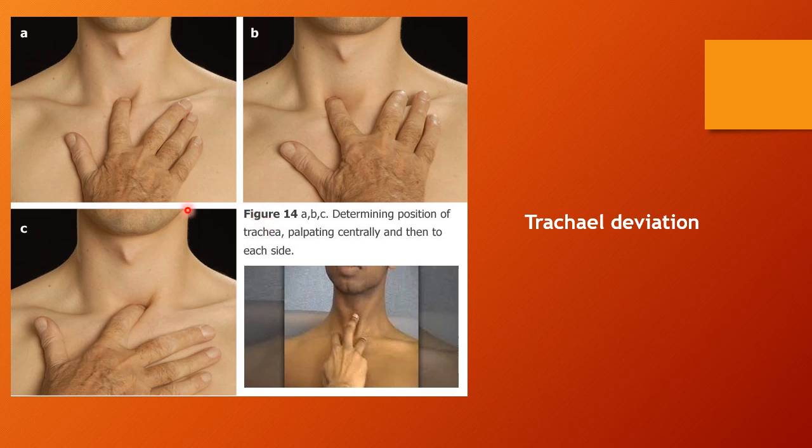This is another picture showing you the examination of the trachea, determining the position of the trachea. The trachea should be in a straight line in the midline of the neck, okay, continuation from the thyroid cartilage here. This is a centrally located trachea. Here there's a deviation of the trachea to the left, and here the trachea is deviated to the right. So there's a gap on the affected side. Okay, this is another way to show you the demonstration of the tracheal deviation.